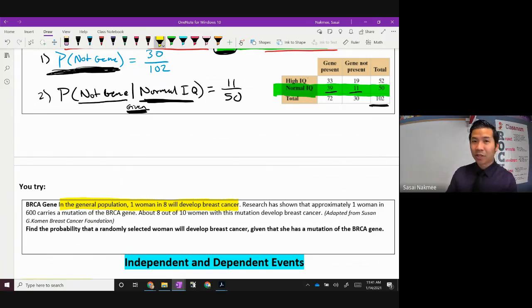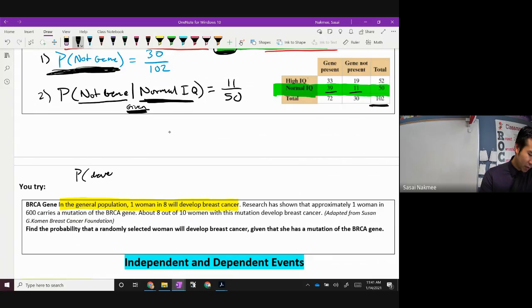In the general population, just in regular, everyday population, 1 woman in 8 will develop breast cancer. Okay, so the probability to develop breast cancer. This is a sad thing to talk about, but it is a statistic that is out there. The probability of actually developing this without knowing anything else is going to be 1 out of 8.